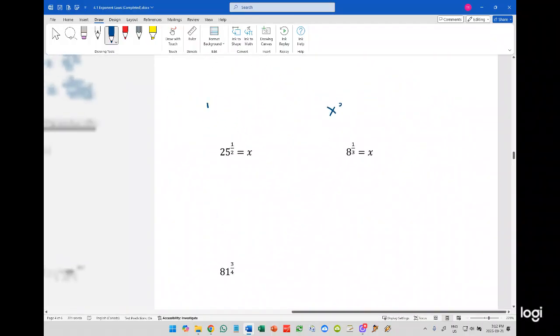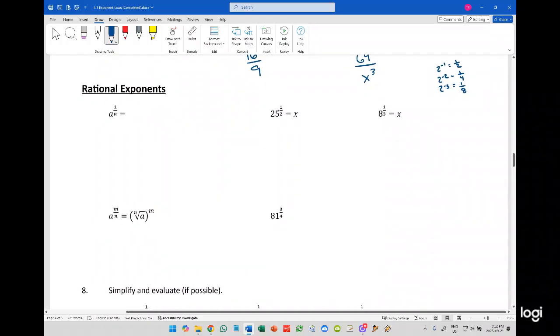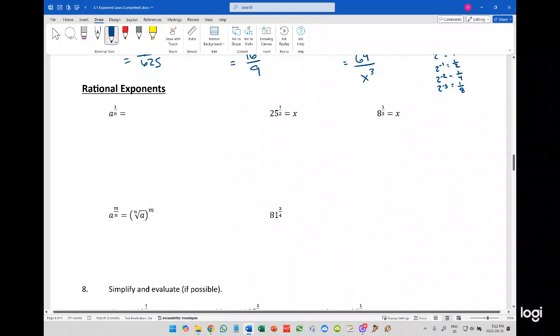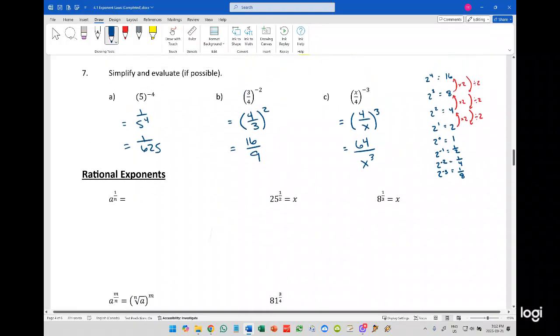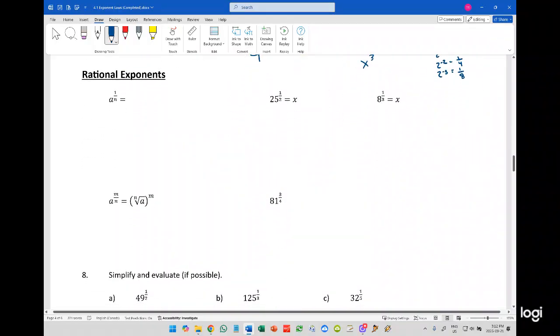All right, now to do our examples there. Let's adjust the screen size again. Okay, so a to the 1 over, we did all our examples for that one. Now to move on to rational exponents.